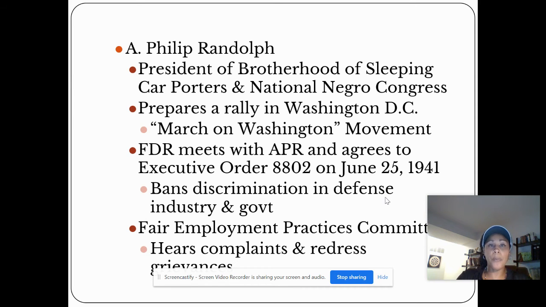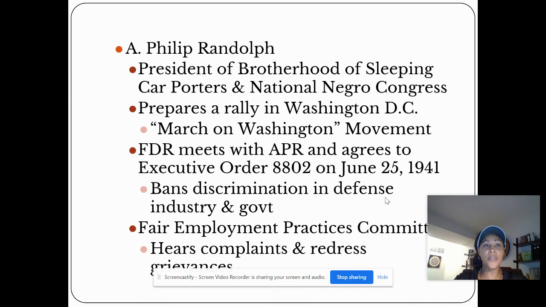All right, A. Philip Randolph, another African American, president of the Brotherhood of Sleeping Car Porters and National Negro Congress. So definitely do a little read up on him. He prepares a rally in Washington D.C. So I should say, Martin Luther King was not the first march on Washington. You have the March on Washington movement here, the concept already happening.